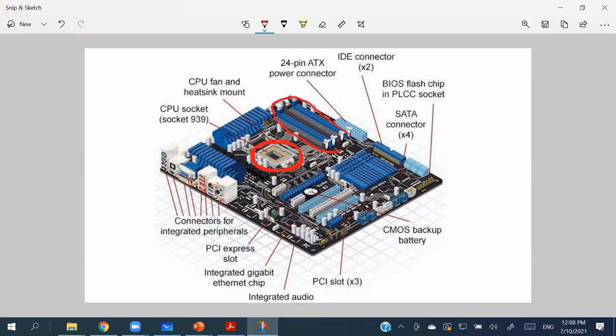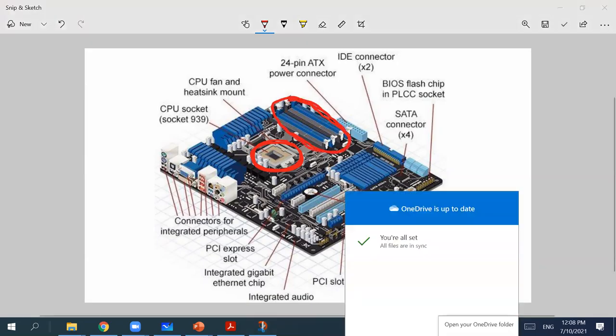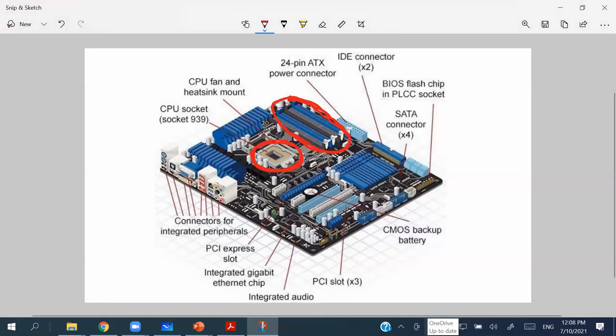The CPU fan and the heat sinks are there to maintain the temperature of the CPU. And the memory slots are the places where the RAMs are fixed. We can recognize the memory slots easily because they have these kinds of clips at the two ends of the slots, so we can fix a particular memory and release it using those clips.